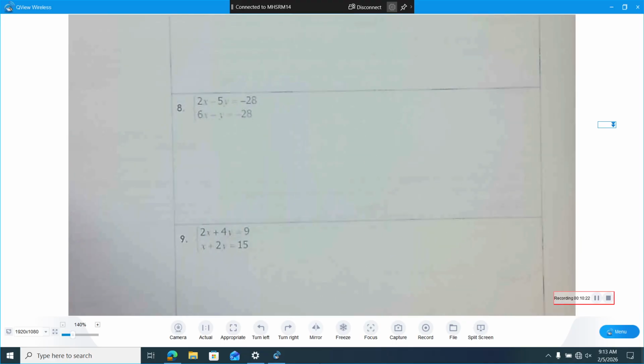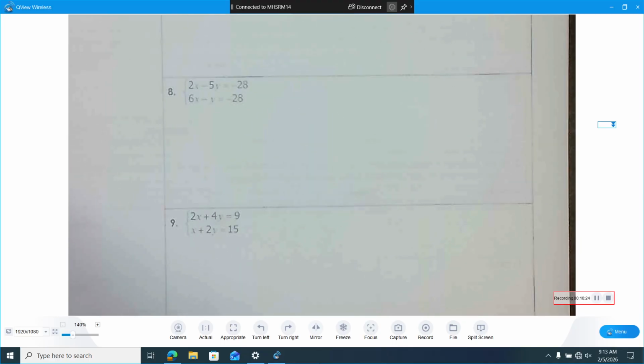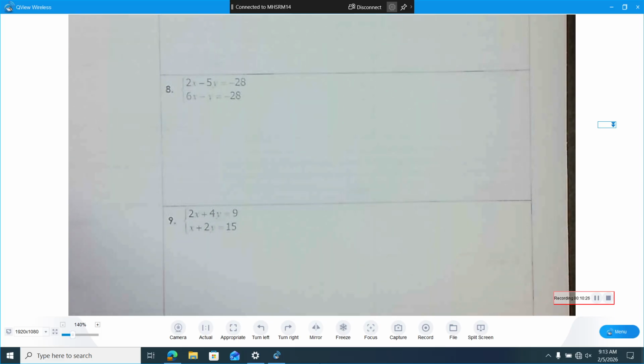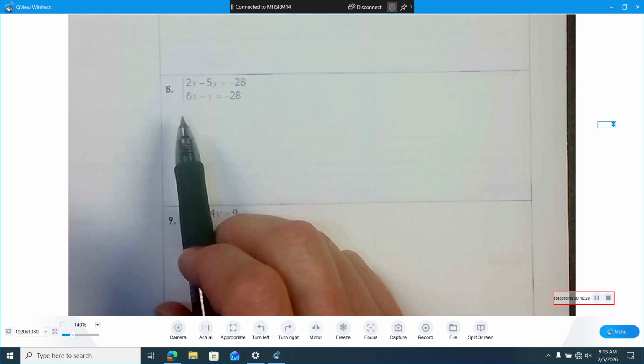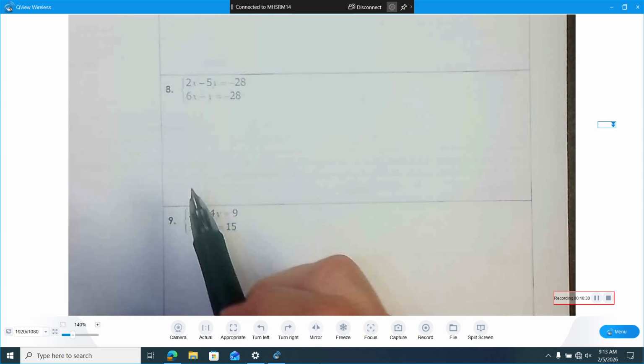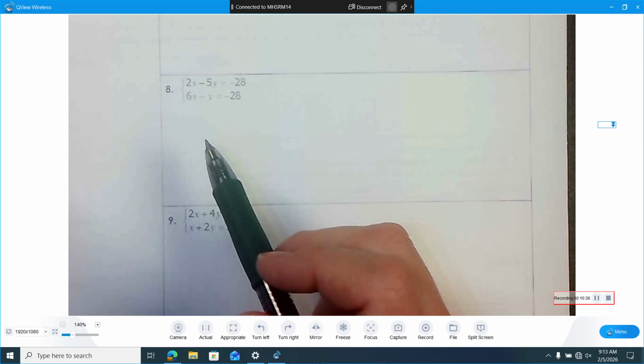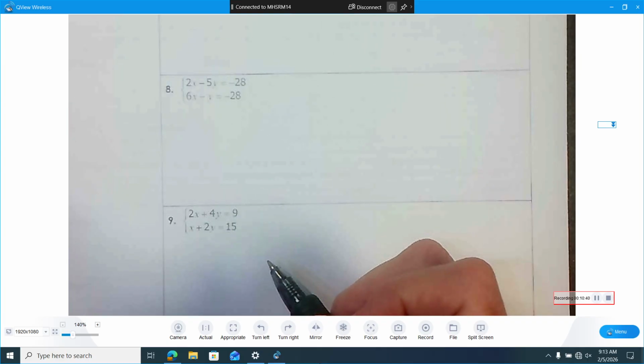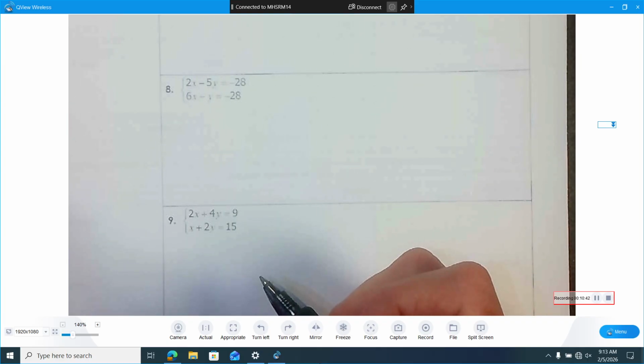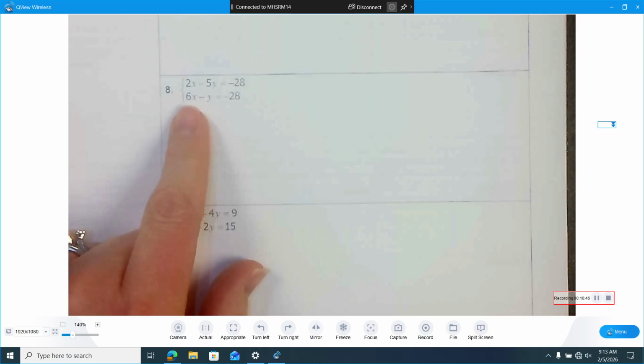Let's go down to 8 and 9. Let's look at those. We got a couple of options here on number 8 that we could do pretty easily. I don't have any opposites. How can I make an opposite? Multiply by -3. What a beautiful idea.